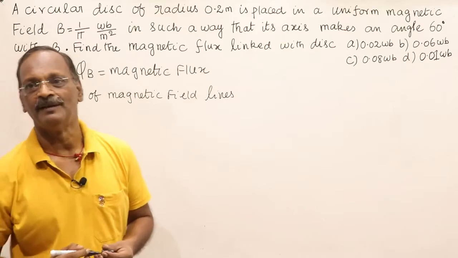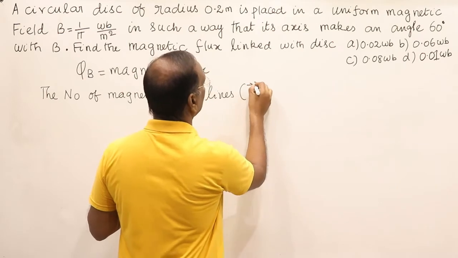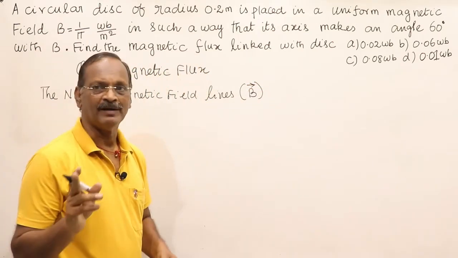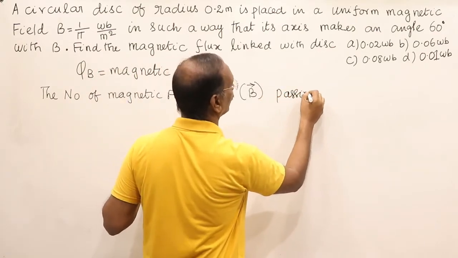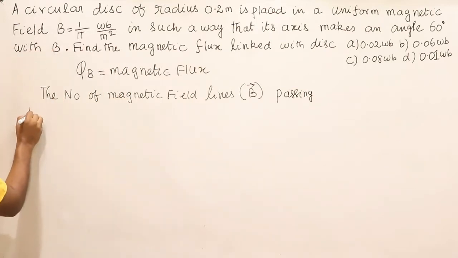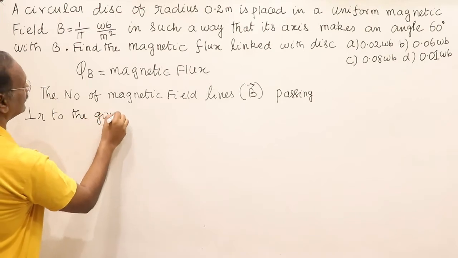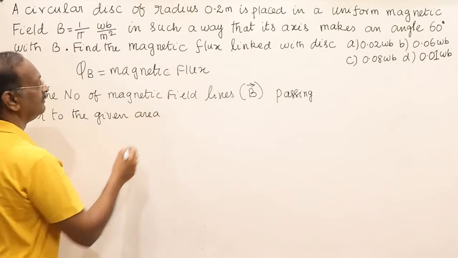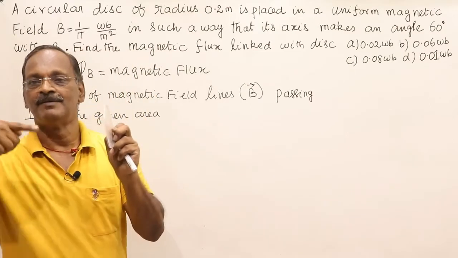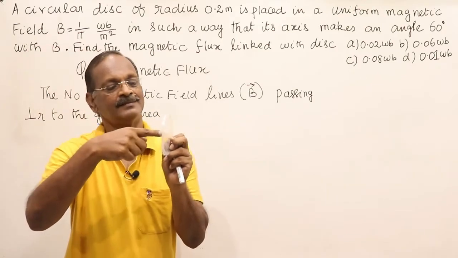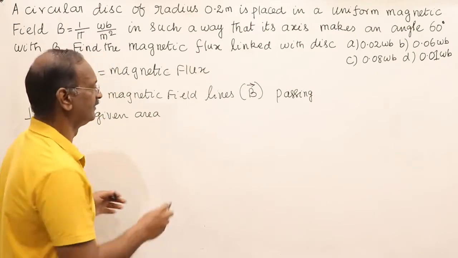That is the magnetic field, a vector quantity, passing perpendicular to the given area. The area may be a square, a rectangle or a circle. Here we take a circular one. How many field lines are passing through this area? That number is known as magnetic flux.